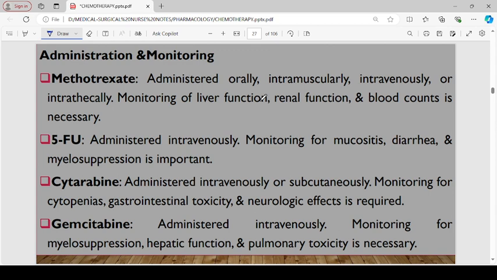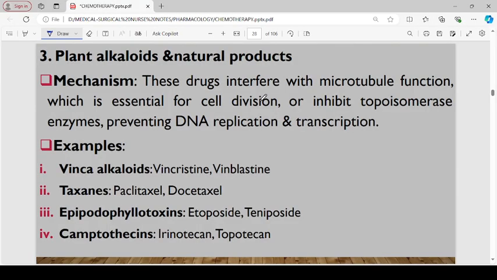5-fluorouracil can be administered intravenously, cytarabine intravenously or subcutaneously, and gemcitabine is administered intravenously. Right? That takes us to the third group, which are the plant alkaloids and natural products. These drugs generally interfere with microtubule function, which is essential for cell division, or inhibit the topoisomerase enzymes, and this prevents DNA replication and transcription.